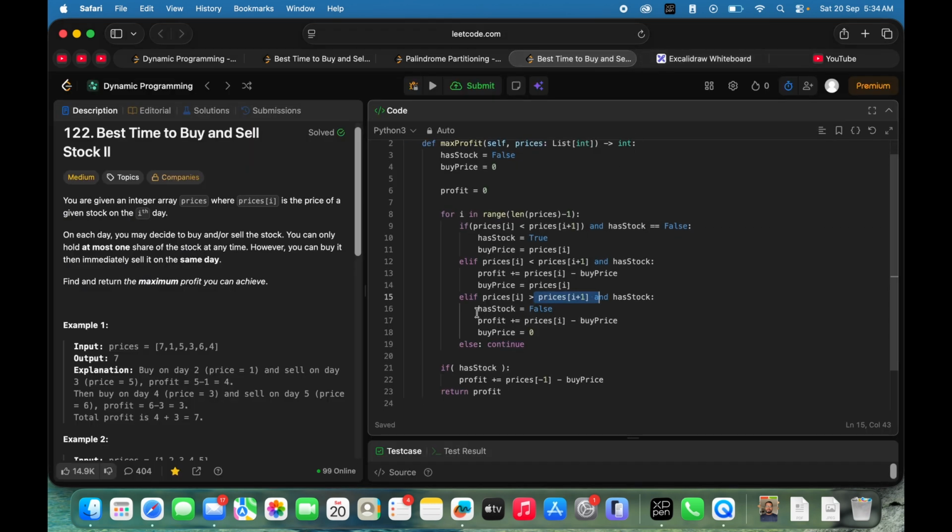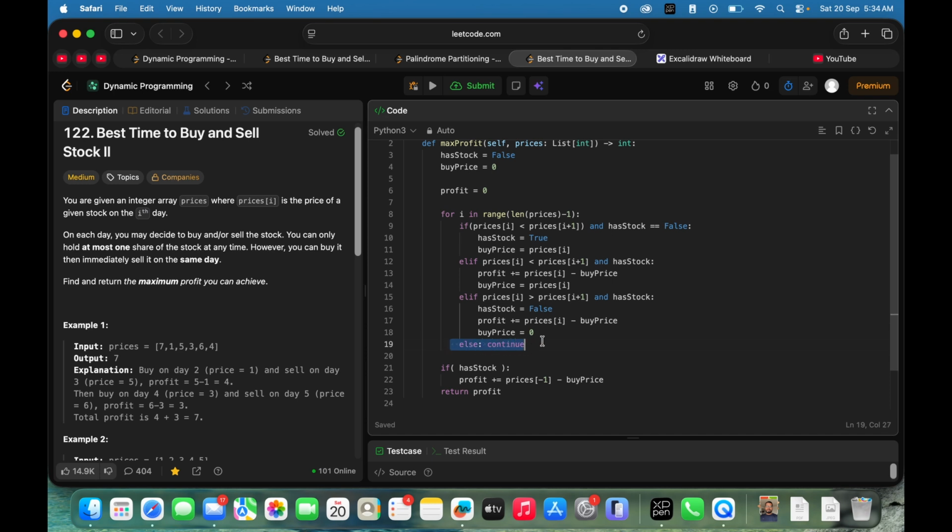So here we can see that I am setting have stock to false and I am booking a profit, because we previously bought a stock, right? From the current day's price, I'm subtracting the buy price, and I'm adding it to the profit with plus equals. So I'm adding to the cumulative profit, and then the new buy price is going to be zero because we did not buy anything. So the default, I'll just keep it as zero because we don't have a stock anymore.